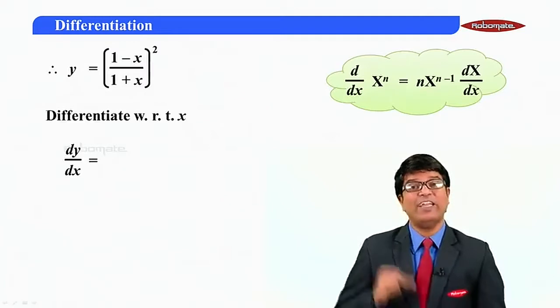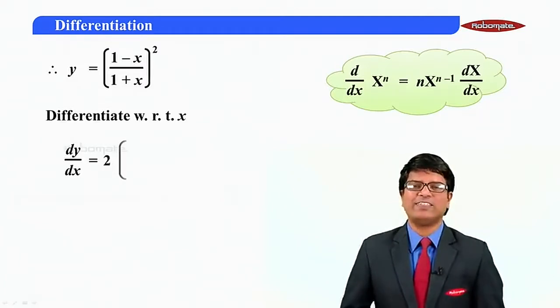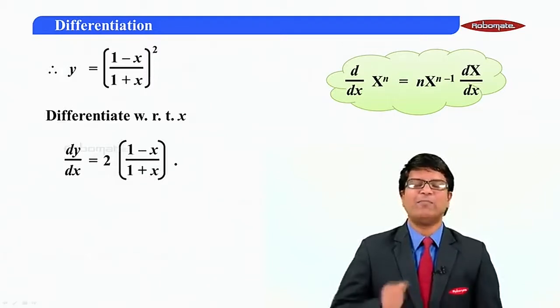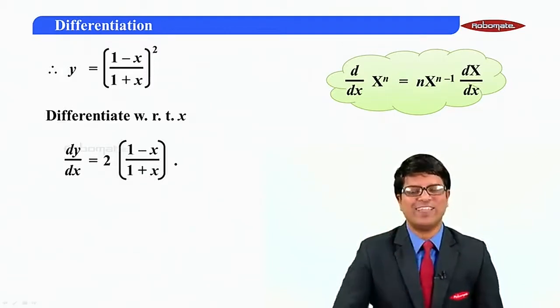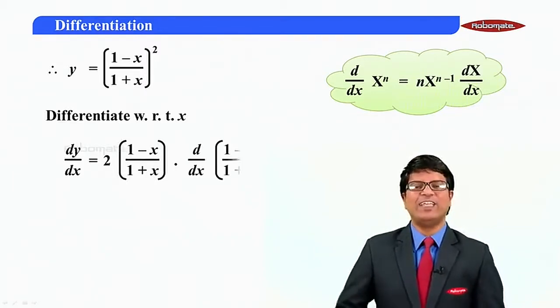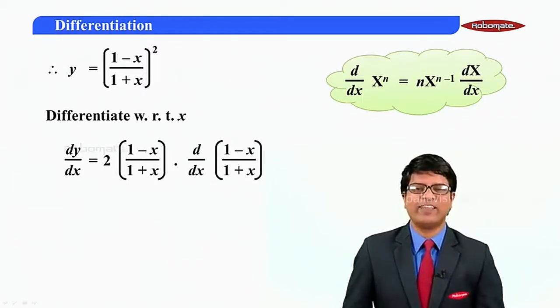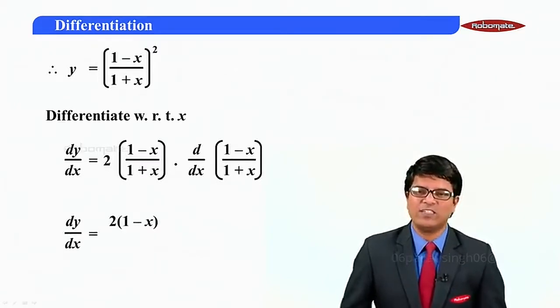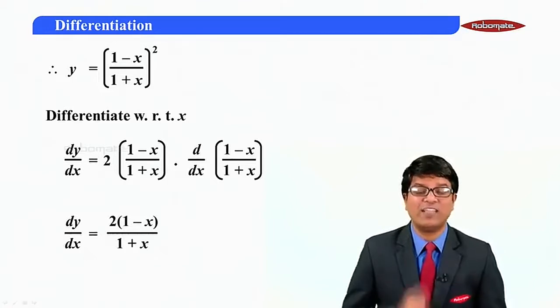So here it will be 2 times 1 minus x upon 1 plus x raised to 1. What is replacing big X? 1 minus x upon 1 plus x. Differentiate it, d by dx of 1 minus x upon 1 plus x. So dy by dx, 2 as it is, 1 minus x upon 1 plus x as it is.